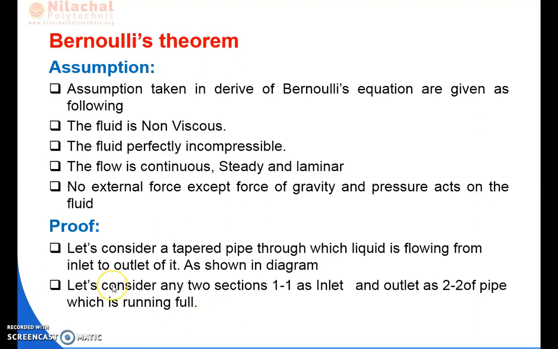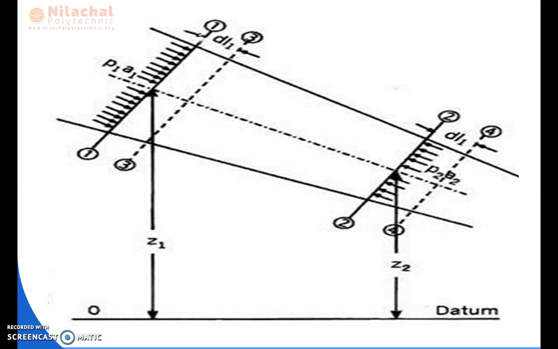Let's come to the derivation part. Let us consider a pipe as shown in the figure. We have a datum line, that is the ground surface. The pipe is in an inclined position, where there are two heights. The center of the pipe is at a distance of Z1 and Z2. This Z1 is known as the datum head at inlet. Z2 means datum head at outlet.